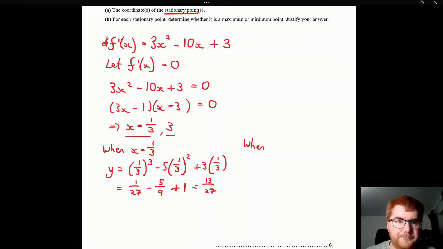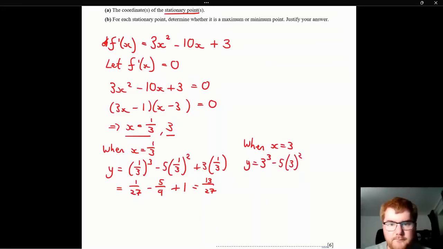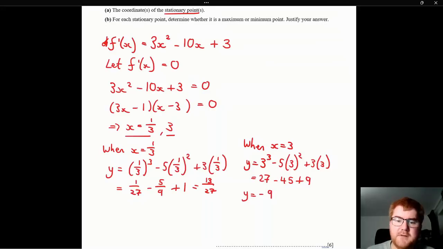And when x is equal to 3, 3 cubed minus 5 lots of 3 squared plus 3 lots of 3 gives us 27 minus 45 plus 9. Okay, I think that's 9. You have to be careful of tiredness in this exam. It's 2.5 hours, so you do have to be very careful. So that's minus 9. So we have the two coordinates. We have 1/3, 13 over 27, and 3 and minus 9.